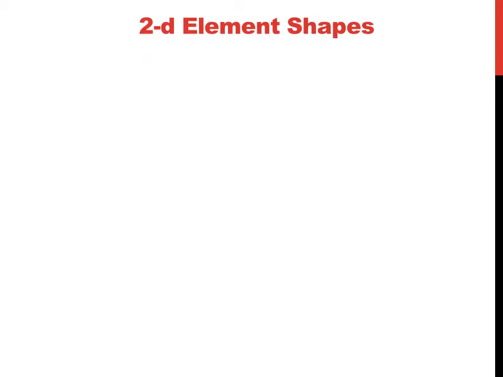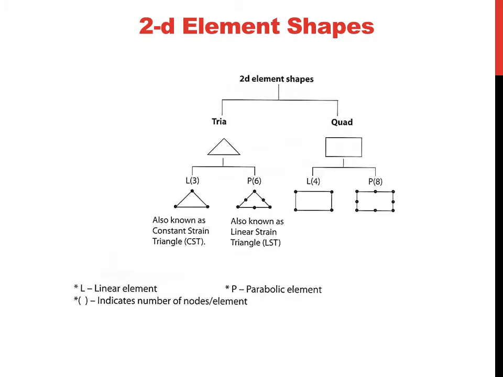Now, two-dimensional element shapes. As already told, these are the triangular element and the quadrilateral element. In the triangular element, L3, that means 3 nodes are there, also known as the constant strain triangle, in short CST. While P6, that is a polynomial, has 6 nodes, also known as the linear strain triangle.